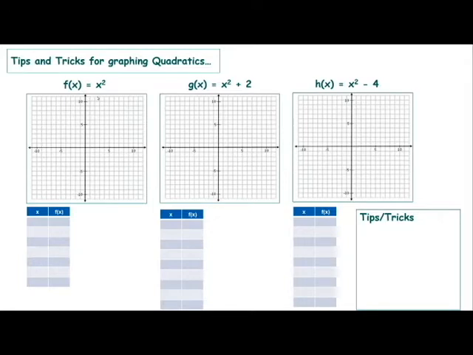So what I have done is I've listed the functions f of x equals x squared, g of x equals x squared plus 2, and h of x equals x squared minus 4, all on the same slide. What I'm going to do is generate some values of x, insert them into my function and see the y values or the f of x values. And then we're going to look at the graph and see if there are some patterns that pop out for us.